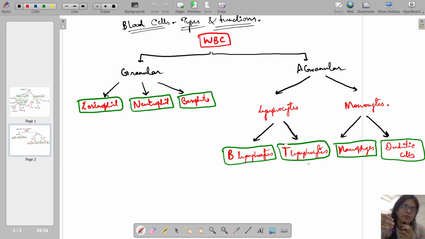If it goes to liver cells, they are called Kupffer cells. If they enter into the bone, they are called osteoclast cells, right? So all come under the monocytes. Okay, these are the types of WBC and types of blood cells.